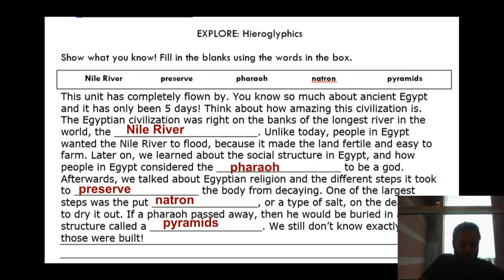Later on, we learned about the social structure of Egypt and how people in Egypt considered the pharaoh to be a god. Afterwards, we talked about Egyptian religion and the different steps it took to preserve the dead body from decaying. One of the largest steps was to put natron, or a type of salt, on the dead body to dry it out. If a pharaoh passed away, then he would be buried in a large structure called a pyramid. We still don't know exactly how those were built.